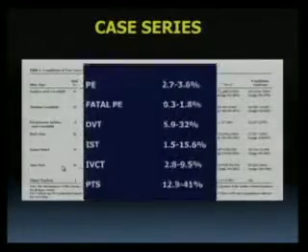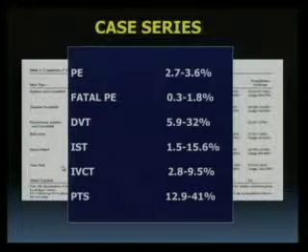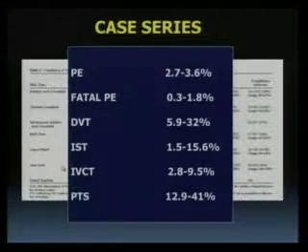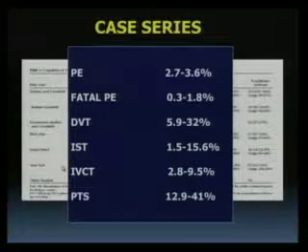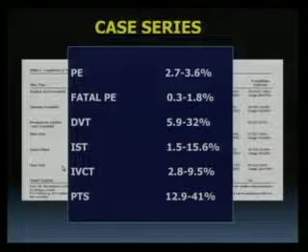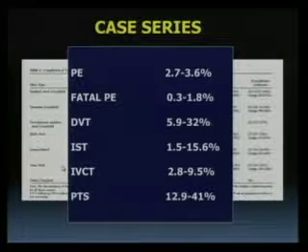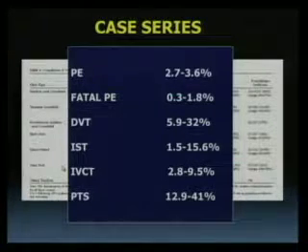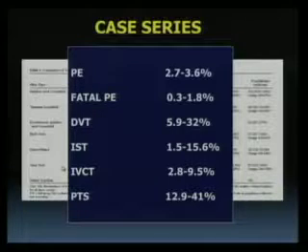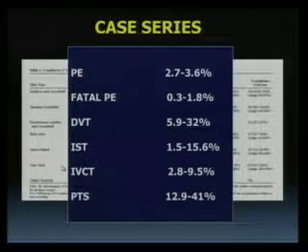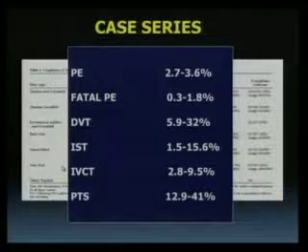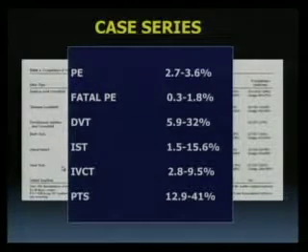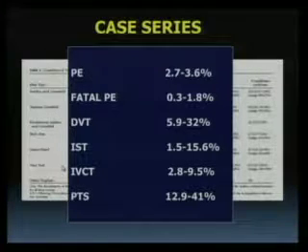Let's look at the case series. When you look at pulmonary embolism, the incidence is 2.7 to 3.6%. Fatal PE is 0.3 to 1.8%. DVT is as high as 32%. Insertion site thrombosis is as high as 15% or 16%. IVC thrombosis is 3 to 10%. And post-thrombophlebitic syndrome is as high as 41%.